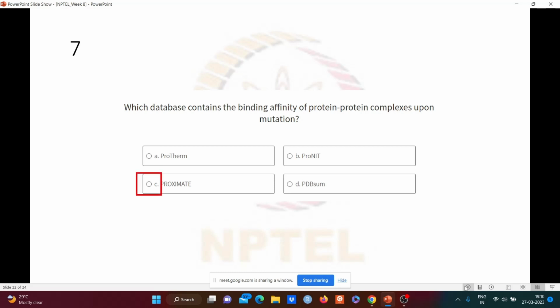Yeah, it's ProTherm, which contains the thermodynamic mutational data. The folding data is given in ProTherm. PDBsum is the other database that shows the interactions between the known protein complexes from the PDB. ProNIT is the protein-nucleic acid interaction thermodynamic database. So the correct answer is ProTherm.